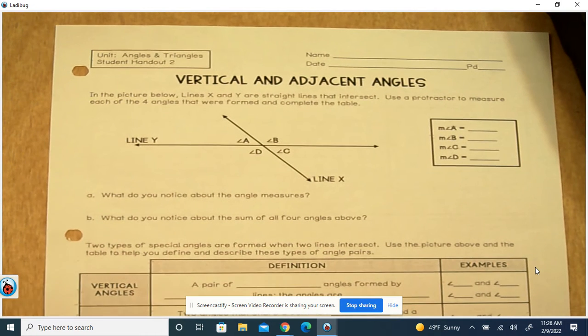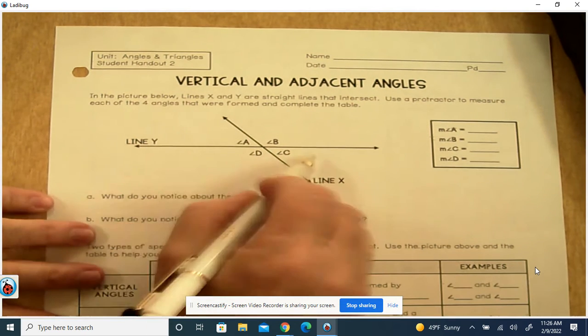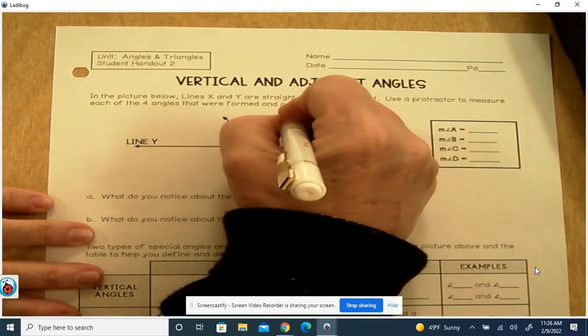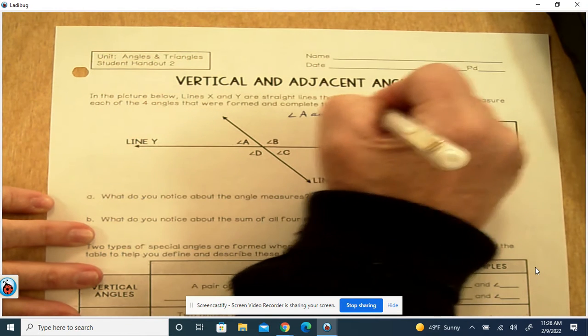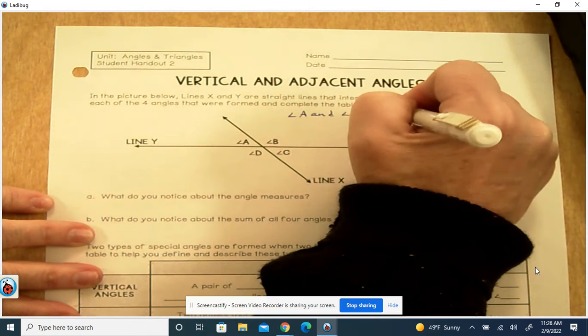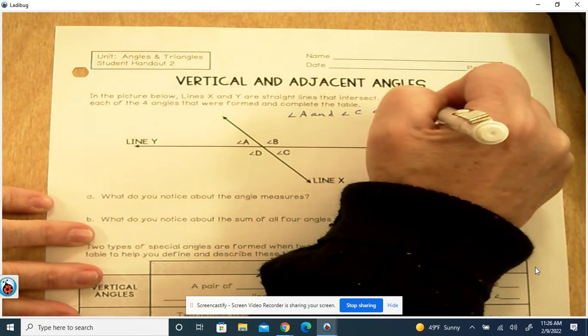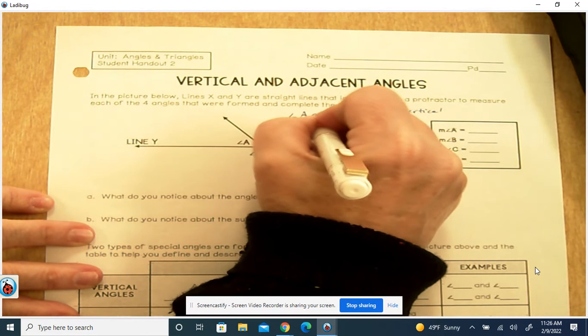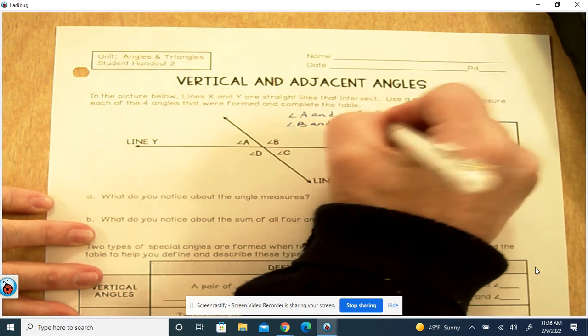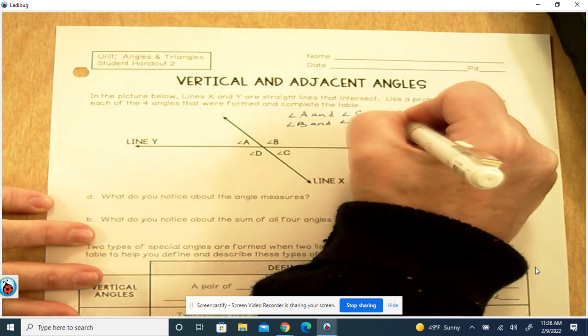This video is on vertical and adjacent angles. Vertical angles are opposite each other. So angle A and angle C are vertical. That means they equal each other. Angle B and angle D are vertical.